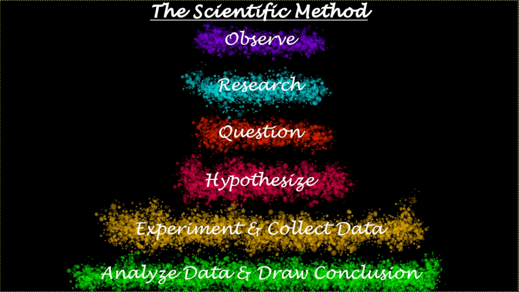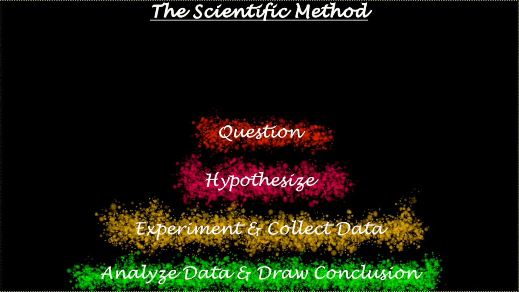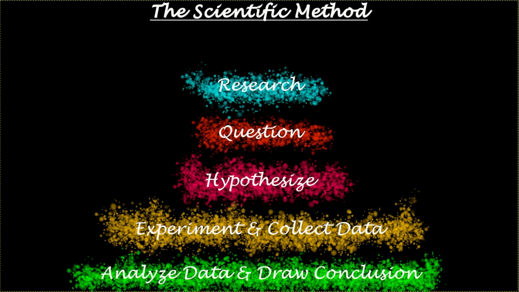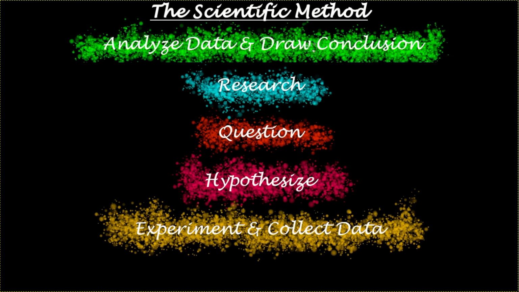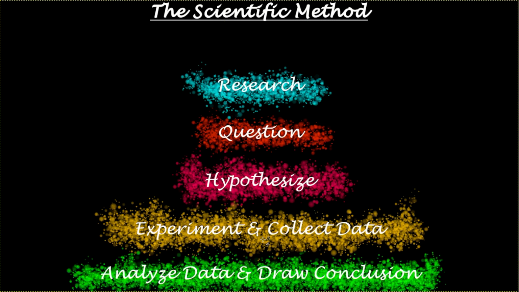Well, I could change this, and if I've already done an experiment, I may not need to do more observation because I already know the phenomenon that I want. So what might happen is that after we've analyzed this data and drawn a conclusion and found out our hypothesis was false, we're just going to jump right back into it. We're going to do some research. We're going to keep the same question, but we're going to come up with a new hypothesis. Then we will experiment and collect our data, and then we'll end again with analyzing our data and drawing a conclusion. But this can look a lot of different ways.